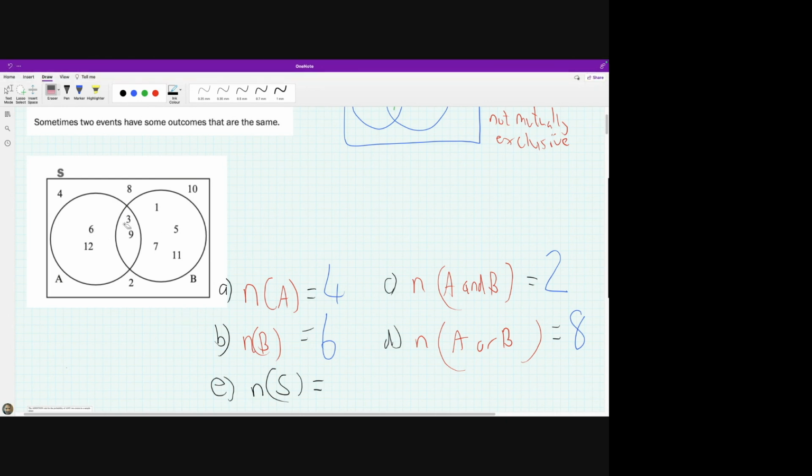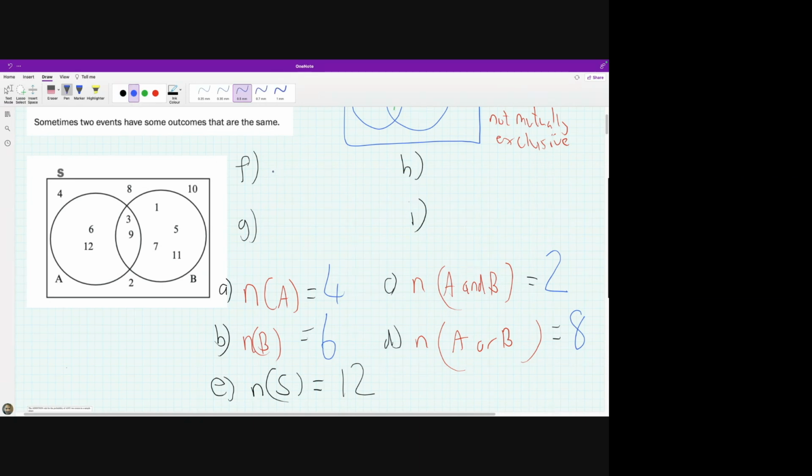So 1, 2, 3, 4, 5, 6, 7, 8, 9, 10, 11, 12. Okay, there are 12 outcomes in the sample space. Now, E, F, G, H, I.